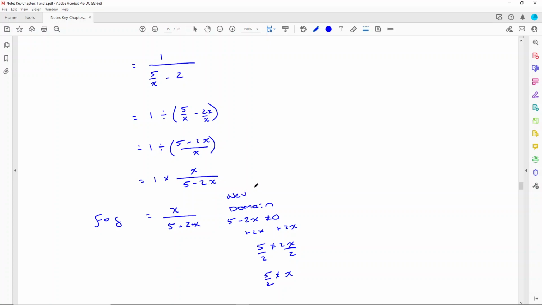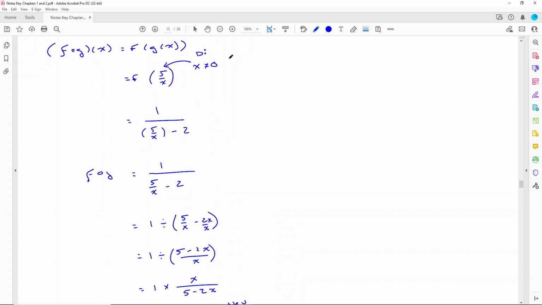And even though your original domain no longer exists, it still counts, because this is technically f of g of x, but we've simplified it. So since this is my original function, the domain still has to count. X still cannot equal 0.